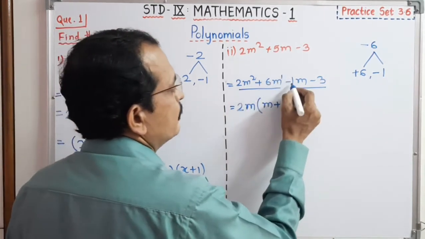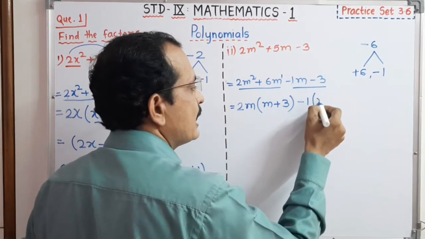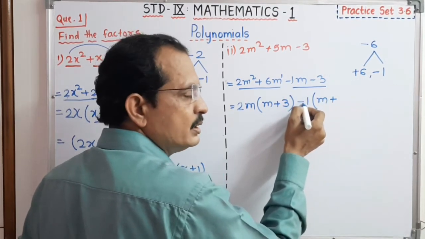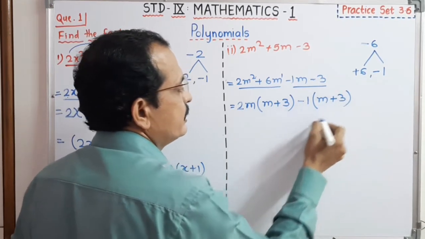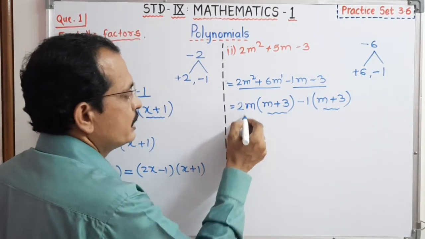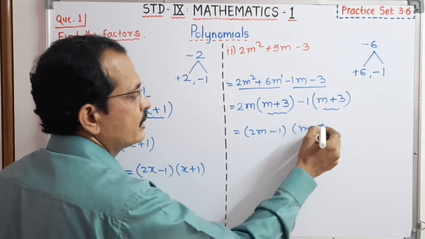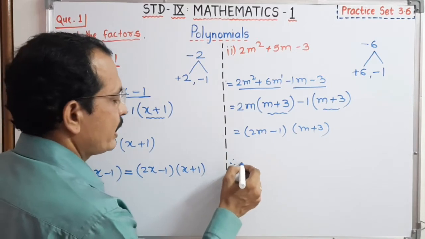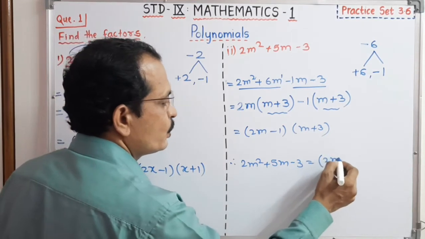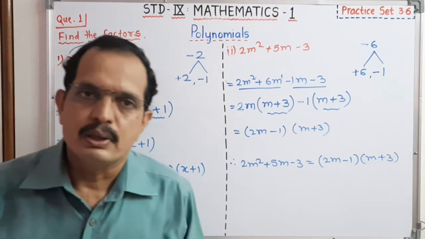Now from this, minus 1m minus 3. Dear student, take out minus 1 as a common, then it is m. This minus will become plus. Why? Because we are taking minus 1 as a common factor. Then it is 3. Dear student, see m plus 3 both are common. Then it is this 2m minus 1 in one bracket and this m plus 3 in another bracket. Therefore, dear student, our final answer is 2m square plus 5m minus 3 is equal to 2m minus 1 into m plus 3. Very simple.